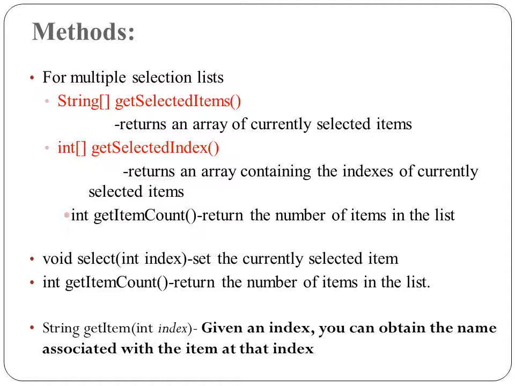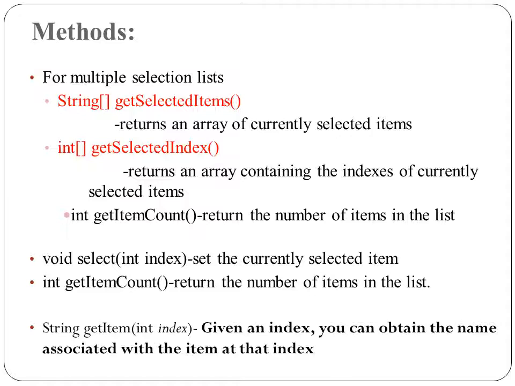Then for a multiple selection list, if you use getSelectedItems, it returns a string array of currently selected items. If you use getSelectedIndexes, it returns an array containing indexes of currently selected items. getItemCount will return the number of items in the list.